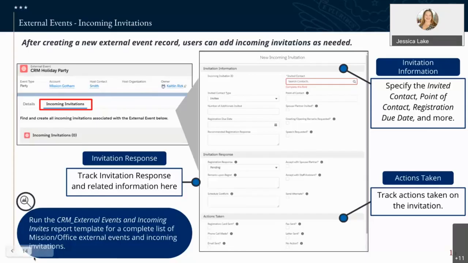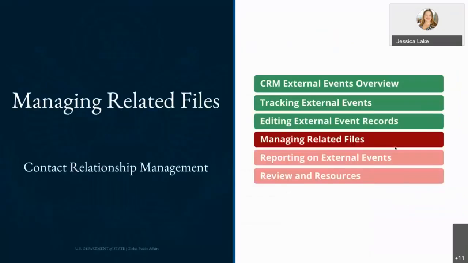So also, we talked about running reports on external events. The report that you're going to run is the CRM_external events and incoming invites report template. That's going to generate the full list of mission office external events and incoming invitations that have been created in your mission. We'll get more to that.